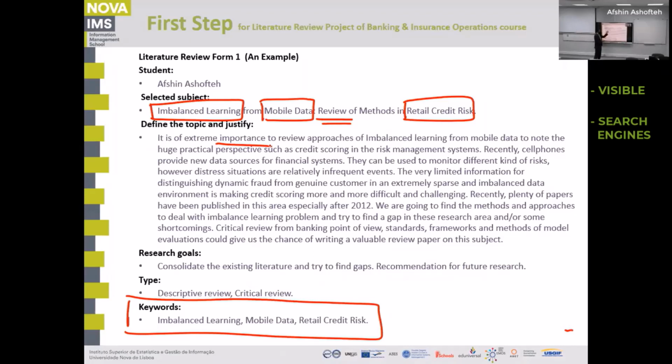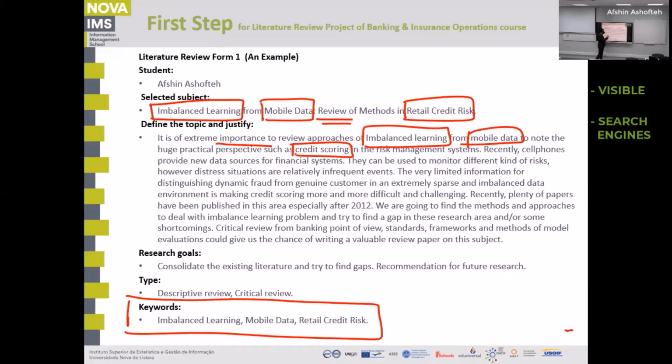When I want to say why this topic is important, I start with some keywords: imbalanced learning, from what? From mobile data, which is a kind of new data, and we want to see the application of this kind of data in credit scoring as an important thing in the finance market.